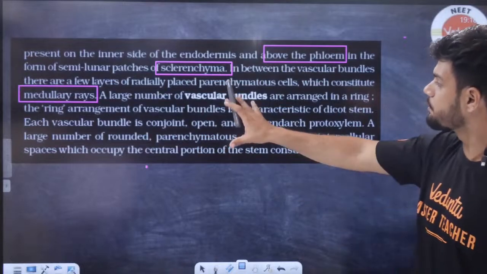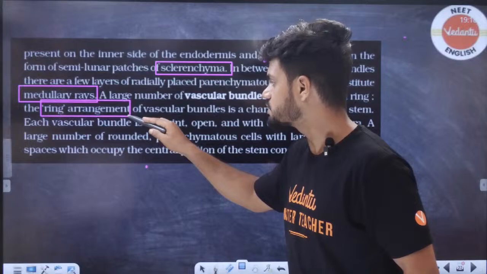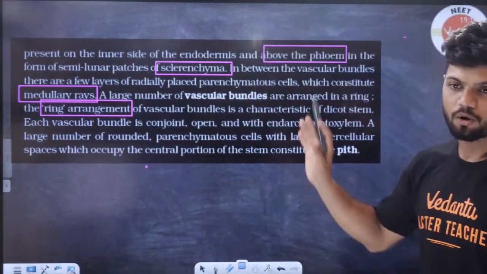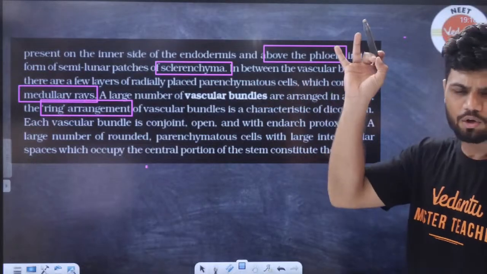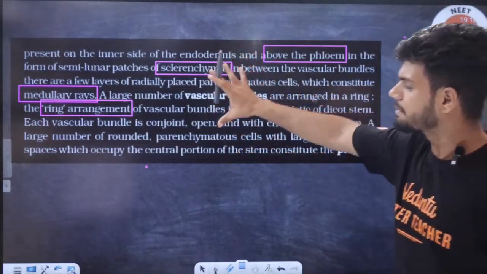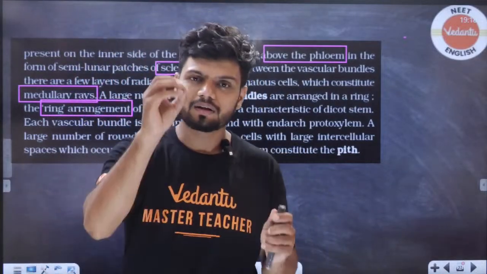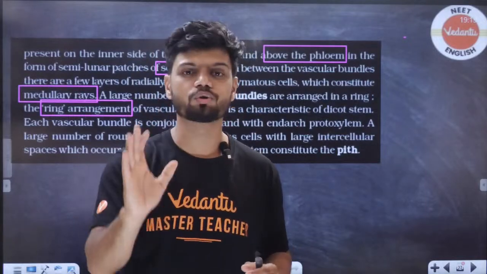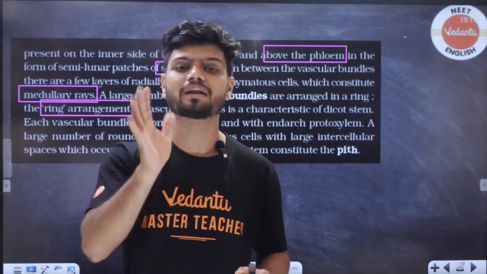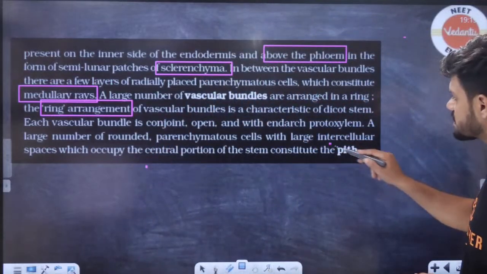Large numbers of vascular bundles are arranged in a ring arrangement. Every single point is same to same, which we have learned right now. You need to remember, don't read the entire paragraph. I repeat again, do not read the entire paragraph. Read the points, learn the points from the diagram, and you're good to go. You can solve any question from anatomy. Lastly, we have the pith.